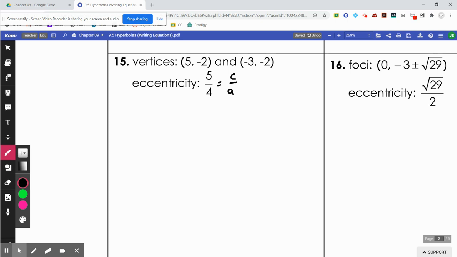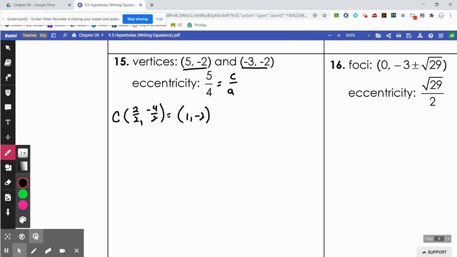So first off, our vertices. Let's use them to find our center. Half the distance: add your x's, divide by 2, add your y's, and divide by 2. The center is located at 1, negative 2. Next up, let's use our vertices to find an a value. The distance between the two vertices will be double a. So the distance from here to here is 8. That's twice a, so my a value must be 4.